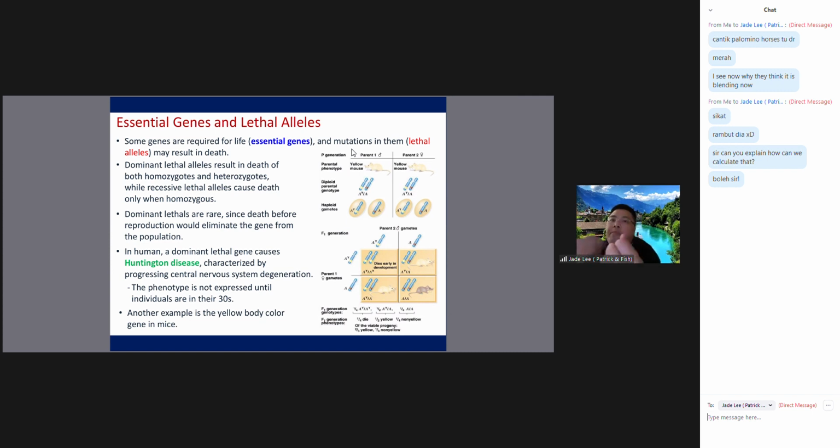Okay, so dominant lethals are rare. Seeing death before reproduction would eliminate the genes from the population. It's very rare because the baby ini tidak mungkin hidup because of the dominant lethal.